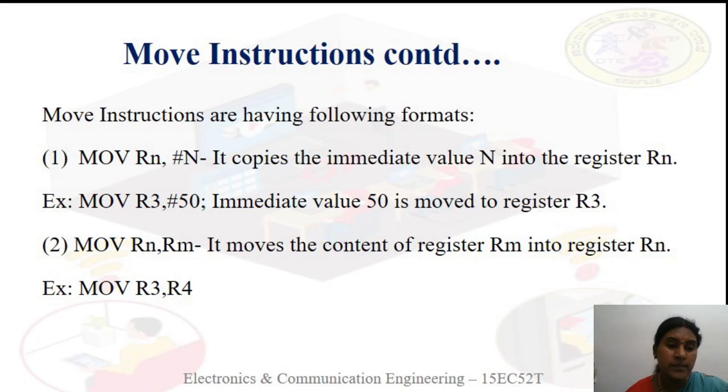What do you mean by this? Here the immediate value is 50. That immediate value will be moved to the destination register RD. So after the execution of this instruction, the content of register R3 is nothing but 50.